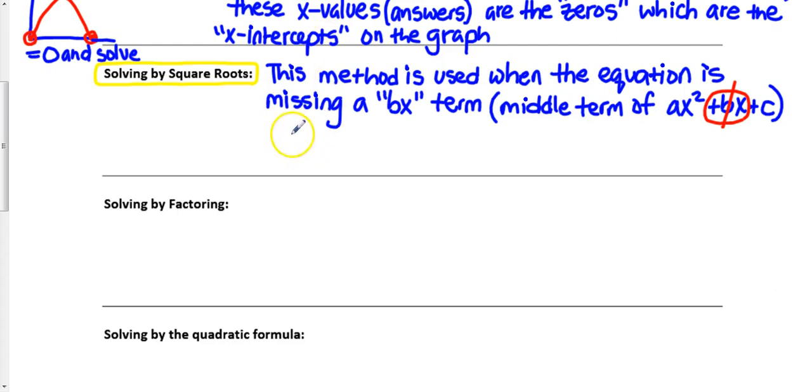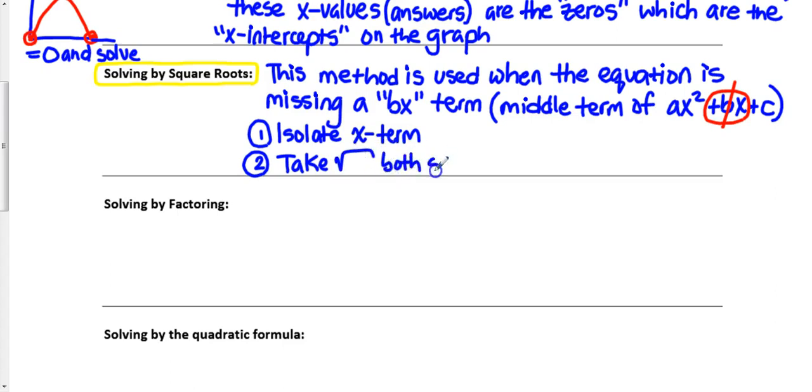So to solve by square roots, we need to, 1, isolate the x term, and then 2, take the square root of both sides. Don't forget that when we do that, we get 2 answers, plus, minus, positive and negative.